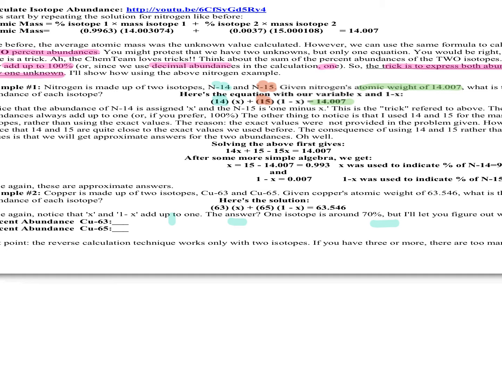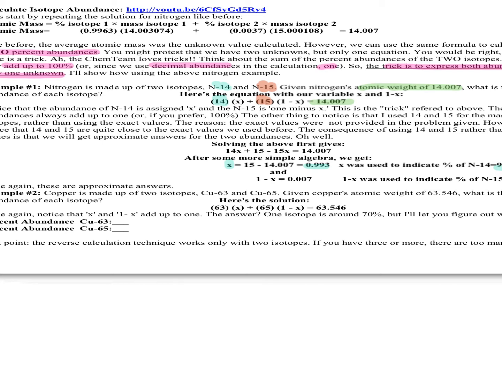So what does this percent mean? Well, we had the x written in the equation right here. We said 14x, 14 times x, which was the mass 14 times the percent, which we didn't know. We just solved for the percent. We solved for x. So that's the percent of N14.